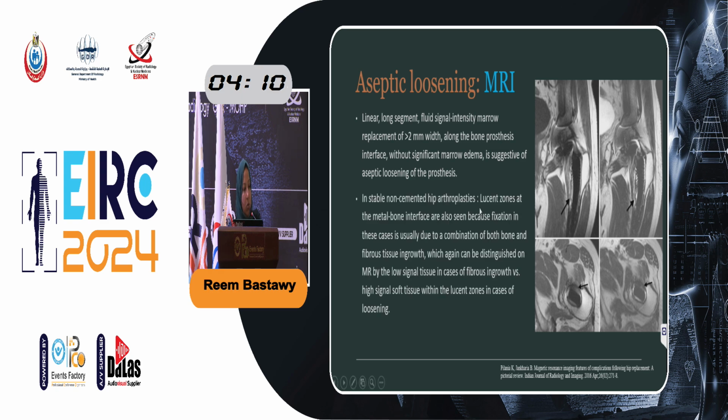But we should be cautious in non-cemented hip arthroplasty, where this lucent zone, if not exceeding 2 mm, may be a normal appearance of the normal fixation process of the prosthesis by fibrous ingrowth. And MRI here may solve the problem by the signal intensity: the hypo-intense signal in case of fibrous ingrowth versus the high signal soft tissue within the lucent zone in case of loosening. But of course, stability over time on serial follow-up will still remain the most important factor differentiating between the two possibilities if MRI didn't find the final solution.